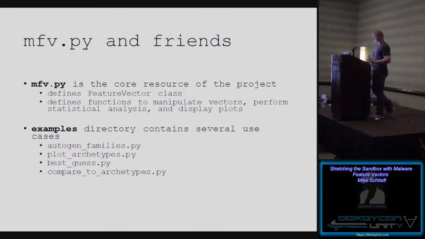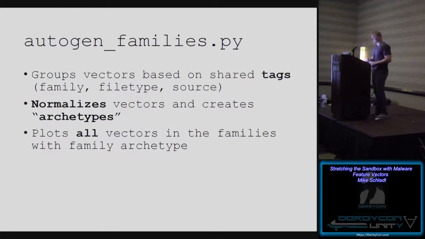So I created an examples directory within the project that right now has 4 different scripts that give you some plots. We're going to go through those to walk through what we're talking about. So autogenFamilies.py. The whole purpose behind this script is to group the vectors based on those tags, family, file type, source, and then normalize them and then create something called an archetype.